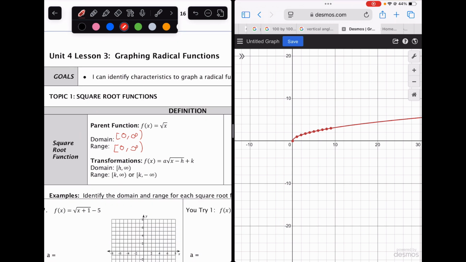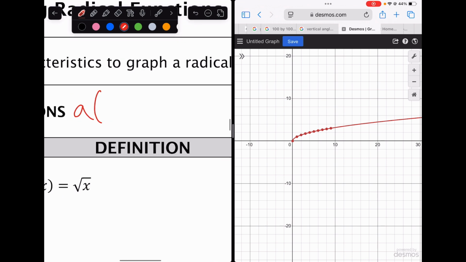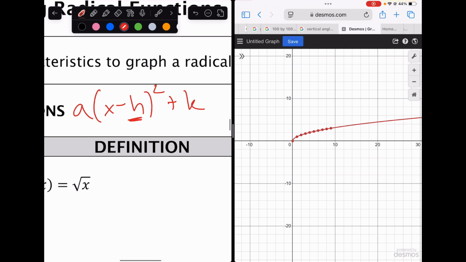Now, we can do transformations on this parent function, and it's very similar to how we did transformations on quadratics last year. If you recall, with quadratics, we had a times (x minus h) squared plus k, and these numbers would move around the vertex. So you would switch the sign of your x, keep the sign of your y, and that would give you your new middle point. And that's going to be very similar to what we're going to do here.